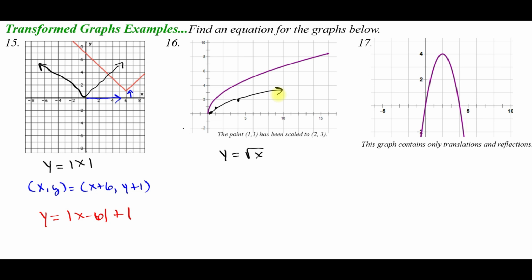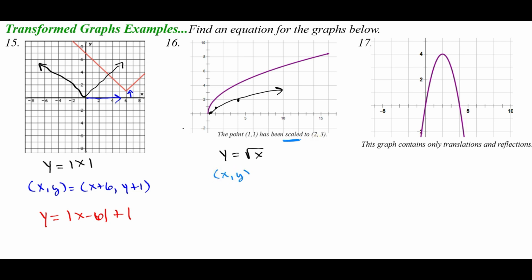So my graph would look something like this. Notice here that it's telling you the (1, 1) has been scaled. So this is telling us that we have a scale change. It's difficult to recognize a scale change just from the graph. So typically when you have a scale change, they're going to give you this information. So the (1, 1) has been scaled to the (2, 3).